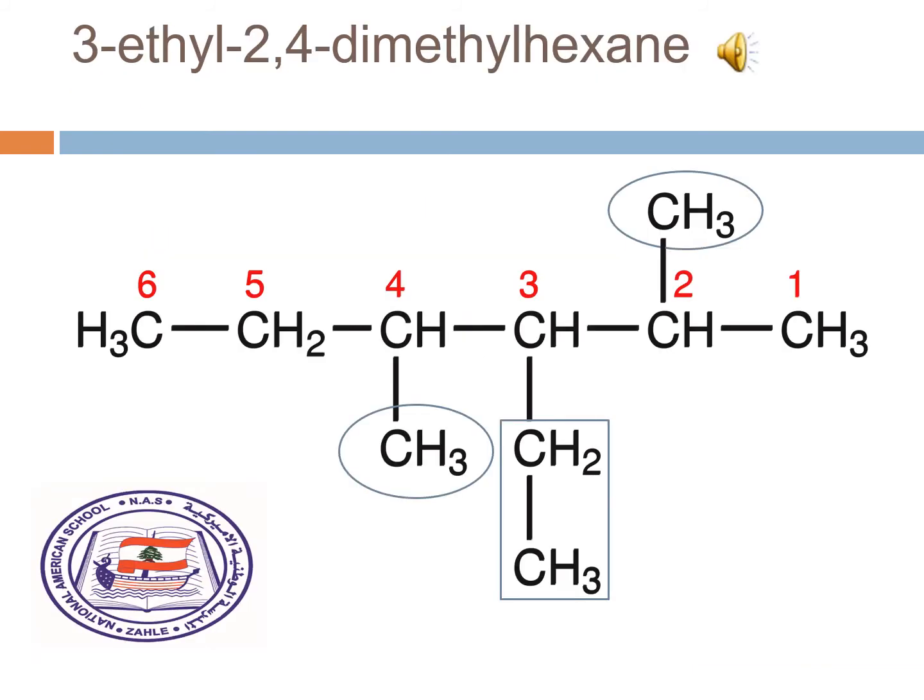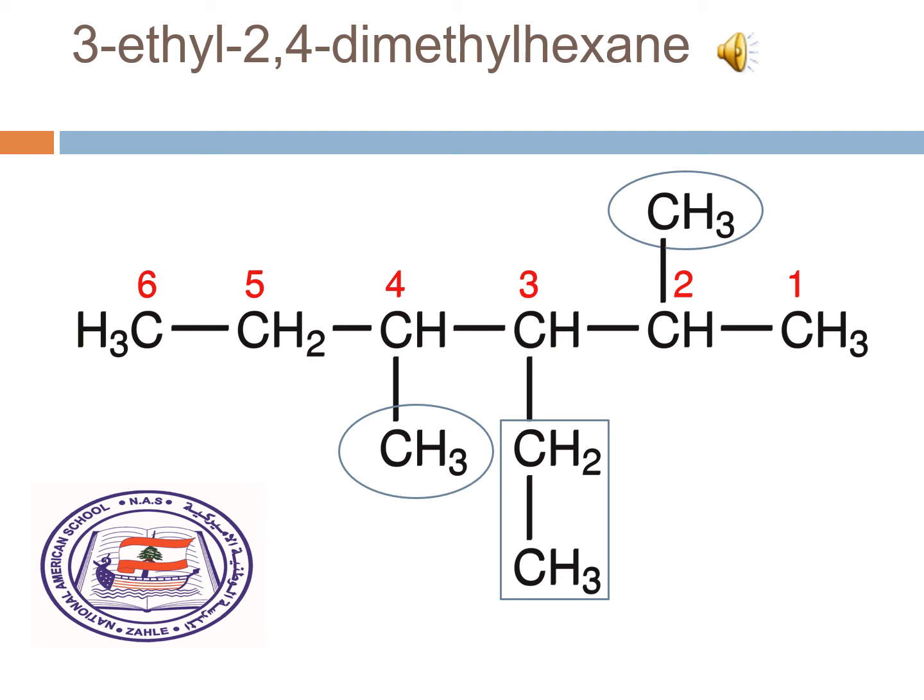Another example here for you guys to name. We have this structure here before us. First off, we need to locate the mother chain. The mother chain is the one that contains 6 carbons. Now, we need to recognize the branches that we have.